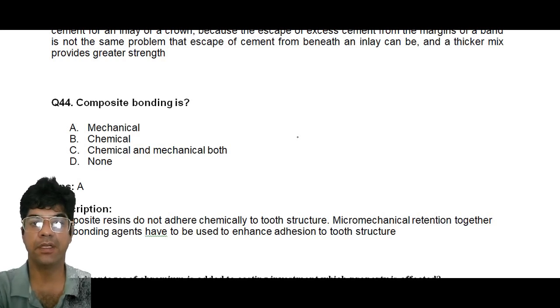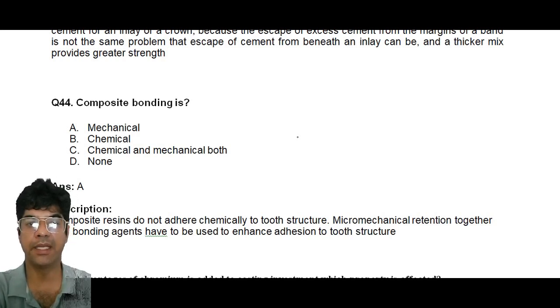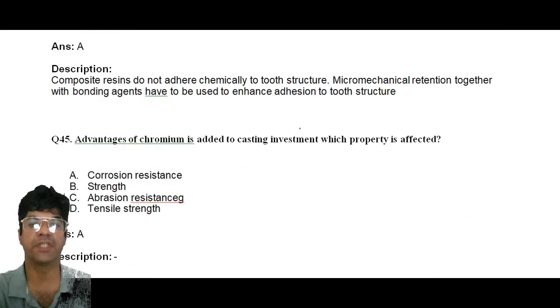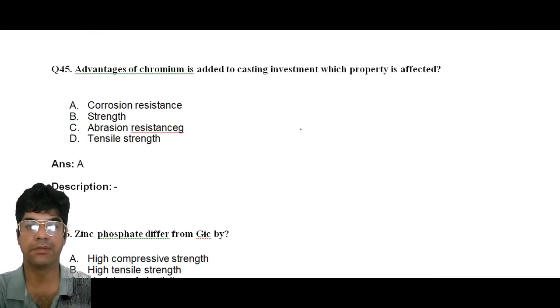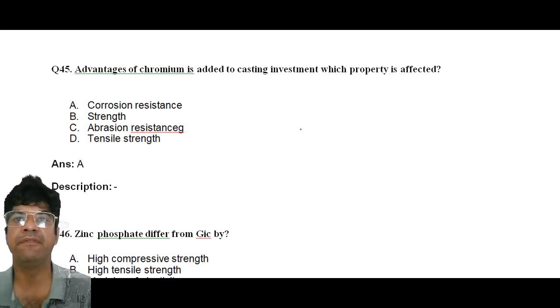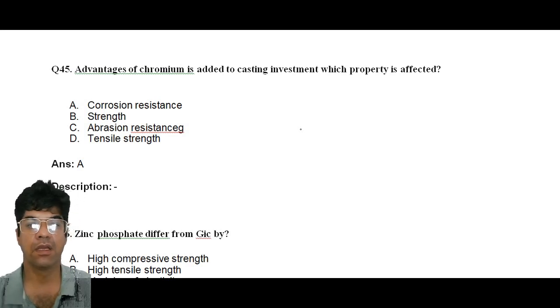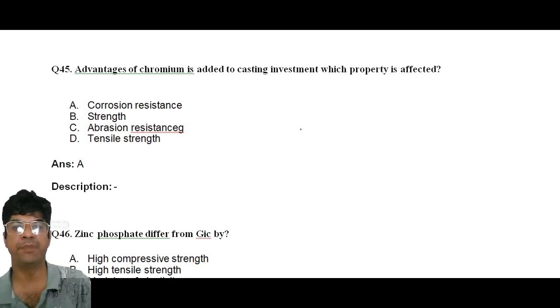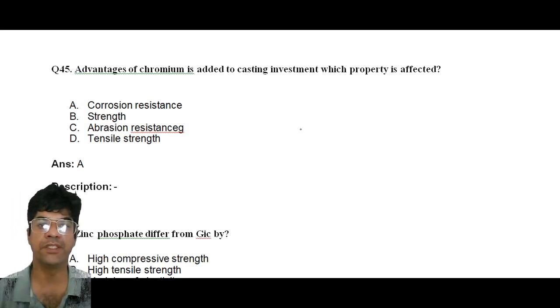Composite bonding is mechanical. Composites do not adhere chemically to tooth structure; micromechanical retention can enhance the adhesion to the tooth structure. When chromium is added to casting investment, which property is affected? Corrosion resistance. Chromium, we know, is added to casting investment to improve its resistance to corrosion.